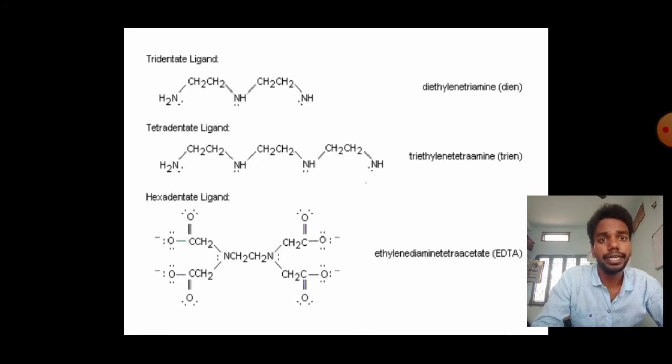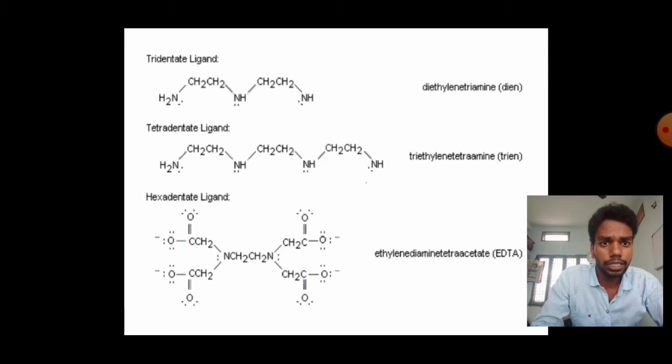And next, tetradentate ligand. Tetra means 4, so it has 4 donor sites. This is triethylene tetraamine, which is indicated by trien. It is a tetradentate ligand because it has 4 lone pairs of electrons. These 4 lone pairs of electrons donate to the center metal atom and form chelates, so it is also a strong complexing agent. And hexadentate ligand is a very strong complexing agent, and this was used in complex titrations because it forms very strong complexes with the metal ions.